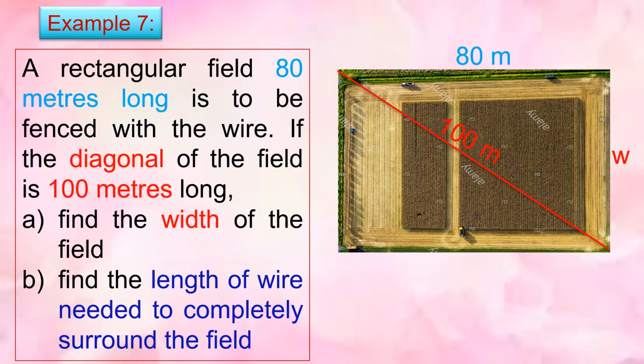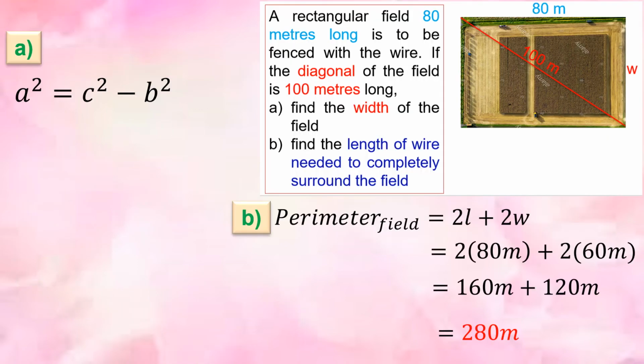So in here, we are going to solve first for the width before we solve for the length of the wire. To solve for the width, we are going to have a squared is equal to c squared minus b squared. Why? Because one of the legs is missing, so we are going to subtract. So the diagonal is c and the length is b.